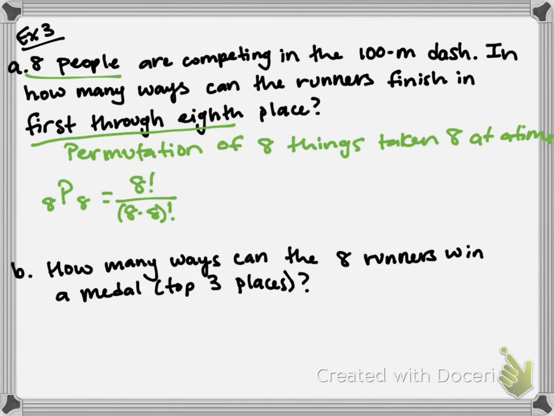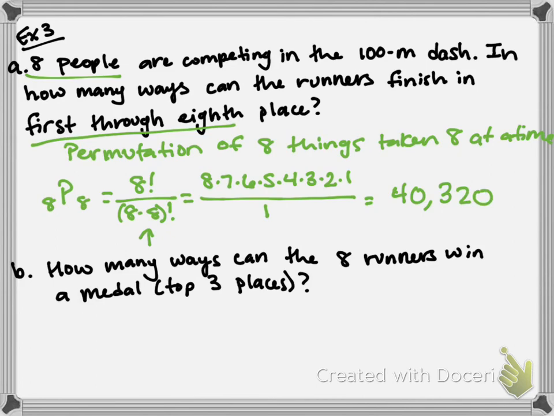All right, so what does 8 factorial look like? 8 times 7 times 6 times 5 times 4 times 3 times 2 times 1. And then here, PEMDAS, 8 minus 8 is 0. What does 0 factorial look like? Well, that's just 1. So if we simplify that, we get 40,320 different ways that these 8 people can finish.